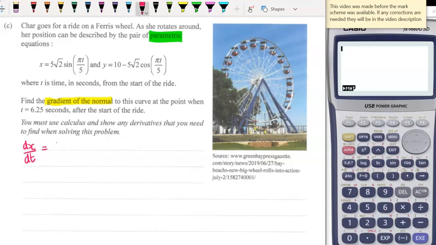bringing the pi by 5 outside of the bracket for chain rule, then times by 5 root 2. Sine turns into cos when we differentiate it, and then we have the inside of that function.